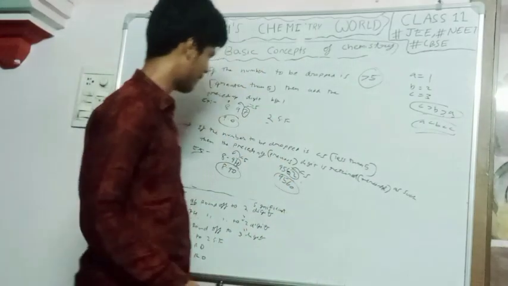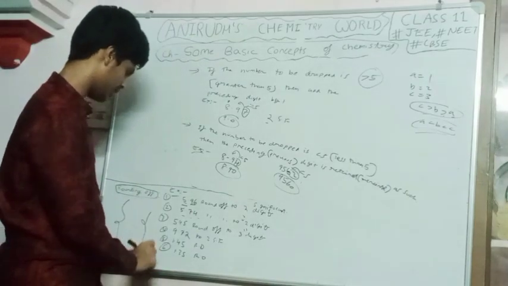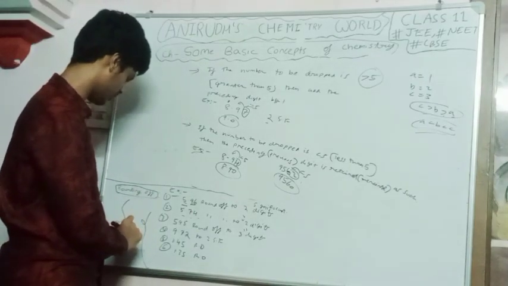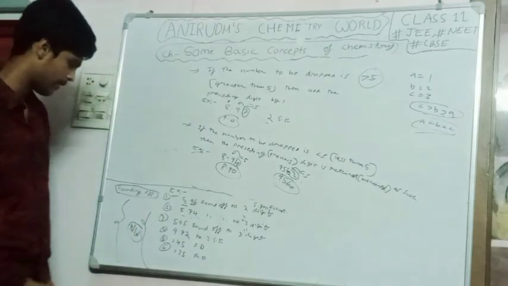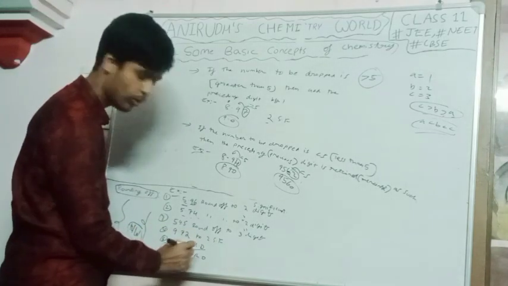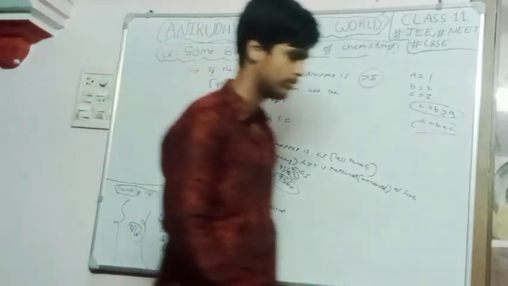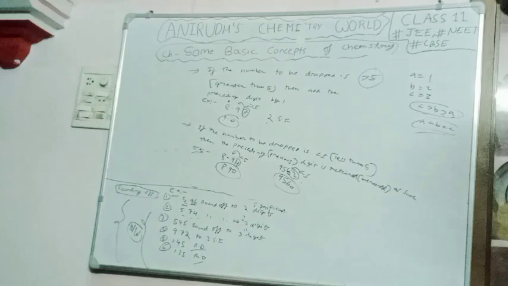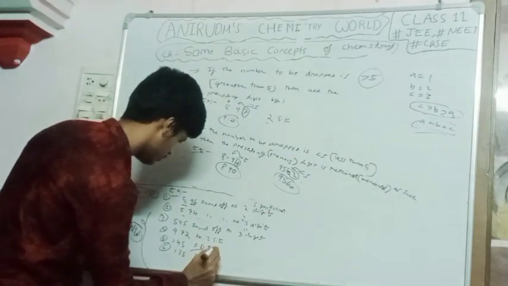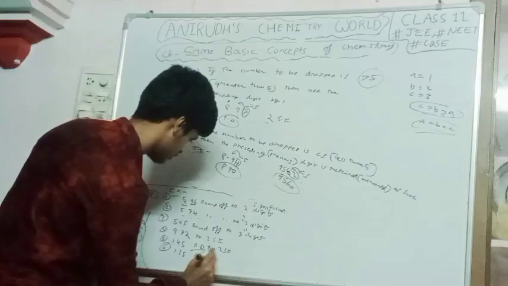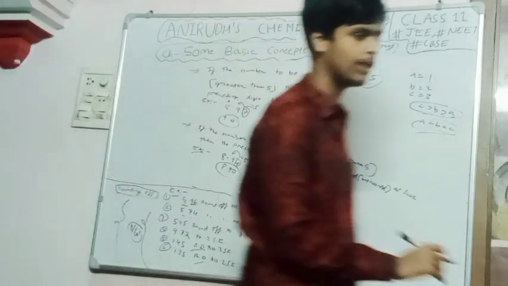I am giving this to you as homework. Comment the answer down below. RO means round off. Round off to two significant figures. SF means significant figures, RO means round off.